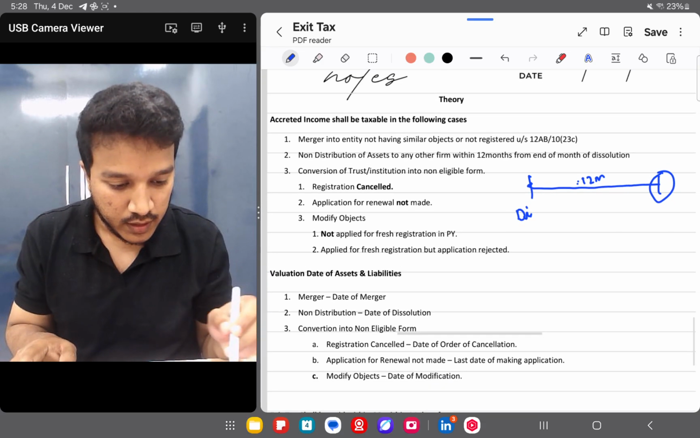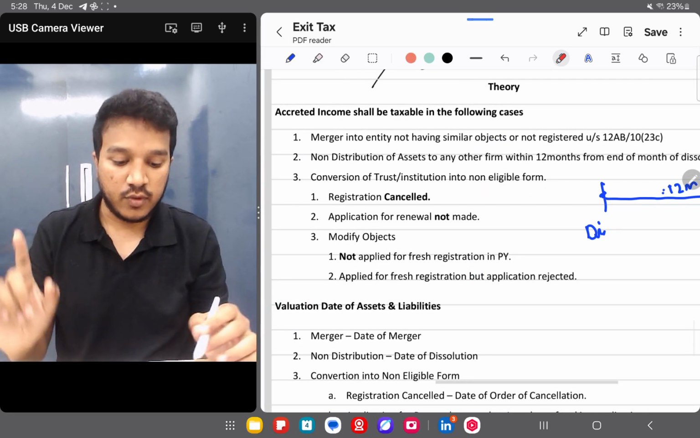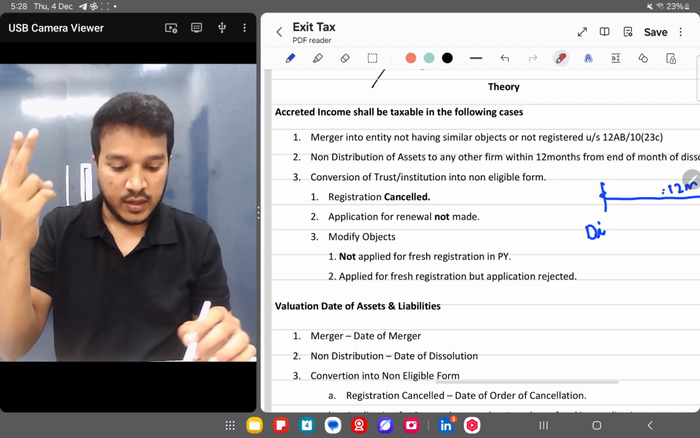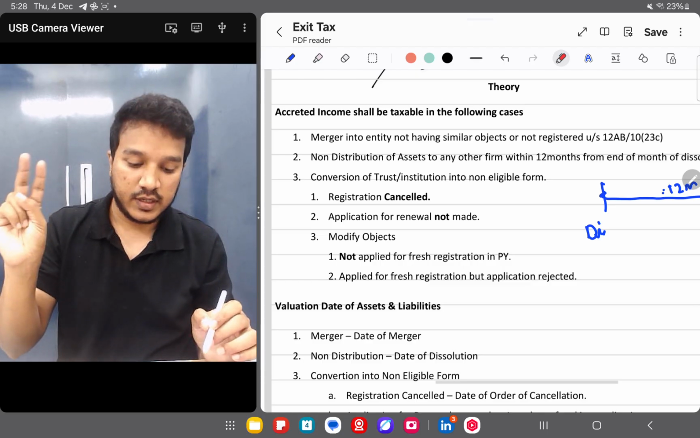Sure. And then the next point is conversion of trust into non-eligible form. What is non-eligible form? Registration got cancelled, or for application for renewal they did not make an application only.